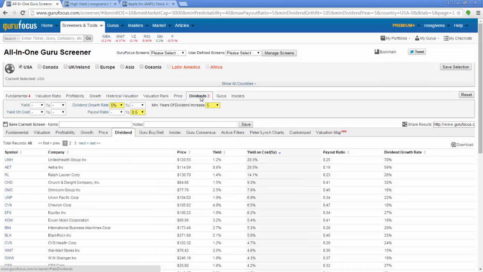But again, I can't tell you strongly enough how important these three things are over here: the growth rate, the payout ratio, and the minimum years of dividend increase. It's up to you to decide how many years of increase you want to put, but definitely find one that has a long history of growing that dividend and is not using 100% of profits to do it, because we don't want that dividend to be in jeopardy in the event of bad economic times, right?